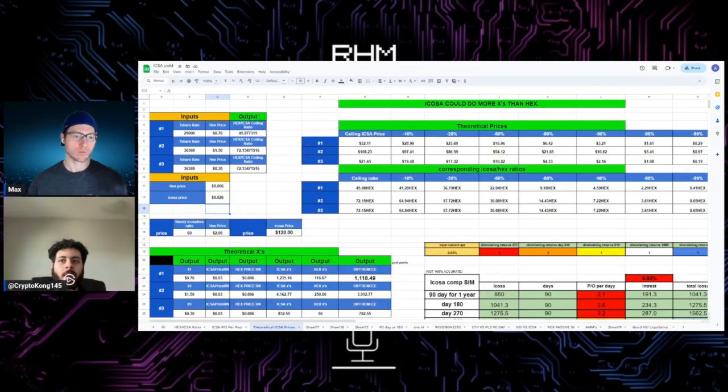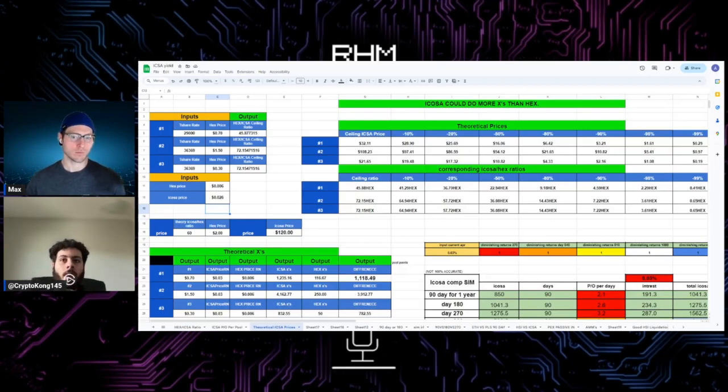So right now, ICOSA and HEX, this ratio that we were just looking at on the Dex Screener from 2.7, could technically rise up to 50 before any sort of arbitrage opportunity will present itself. That doesn't mean that people aren't going to trade in their HSIs before it hits 50, but that just means that people aren't going to be able to necessarily arbitrage the price down before it hits 50 HEX per ICOSA.